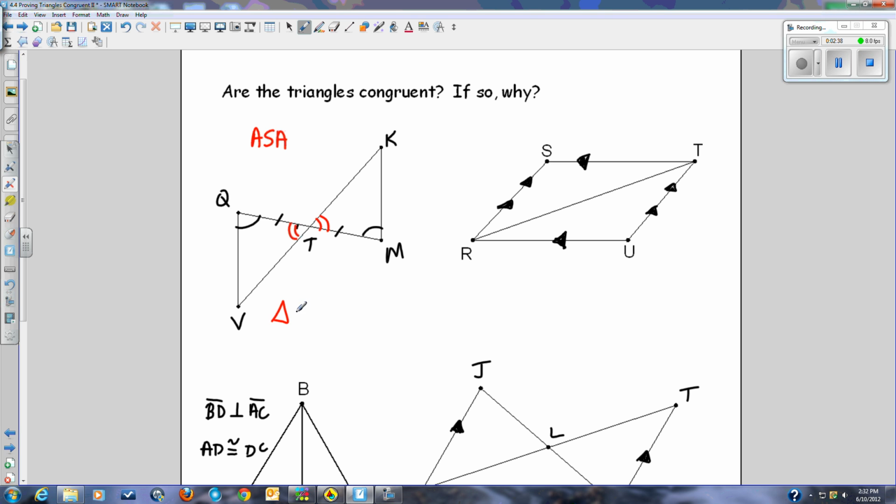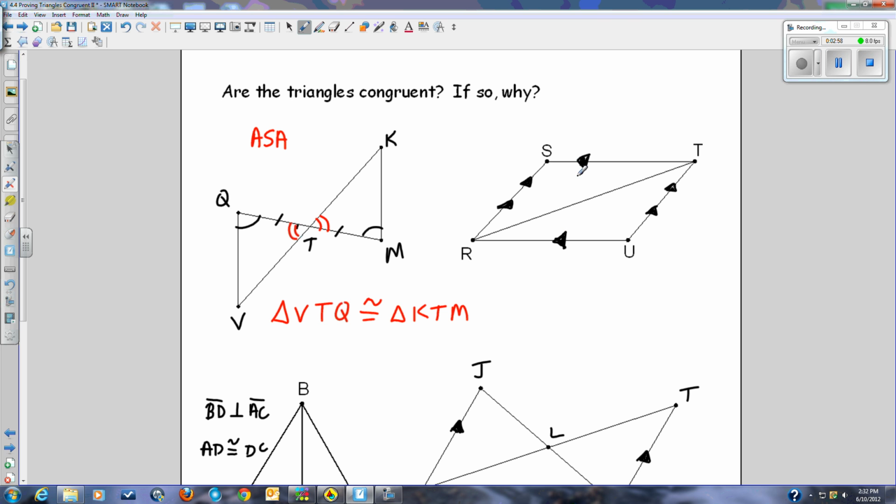And let's write a congruent statement. So it looks like triangle VTQ is congruent to triangle KTM. Moving on to this next diagram.